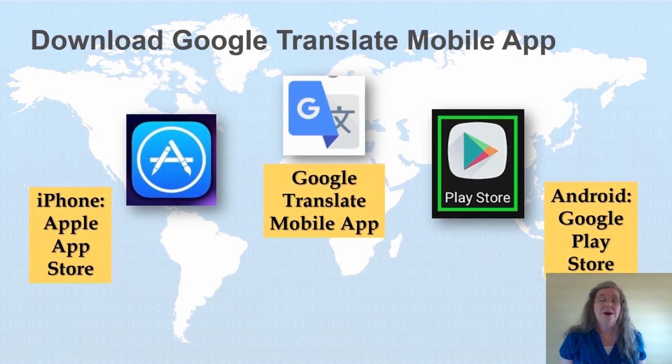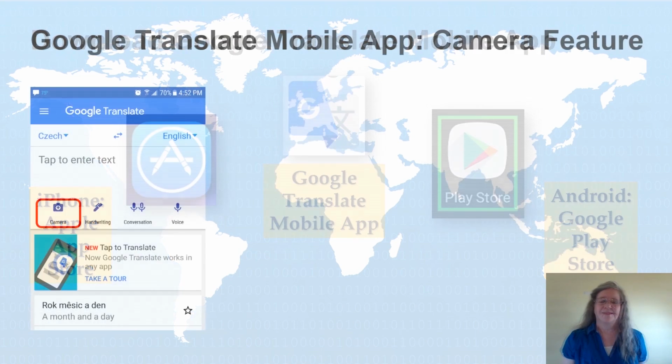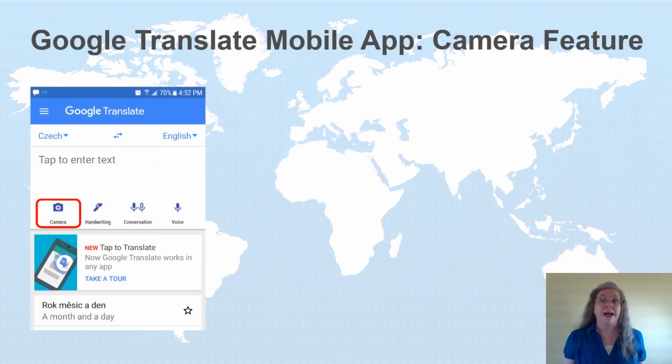My other favorite is the Google Translate mobile app. I love using this. Of course, you can go ahead and get that from the App Store or the Play Store. On the mobile app, I love the camera feature. This allows me to take a picture of something and translate it.